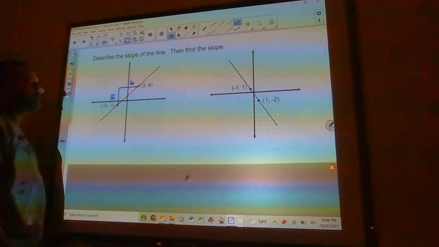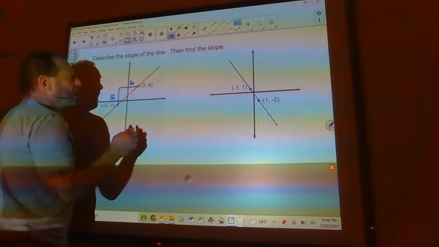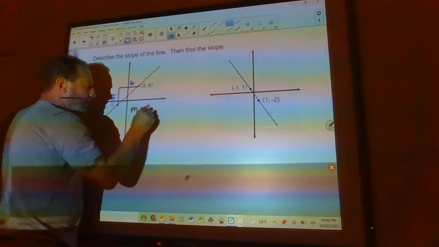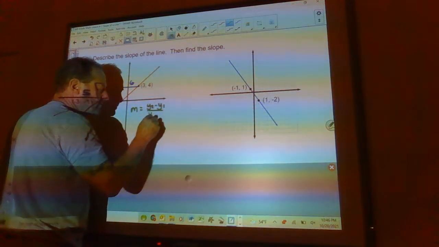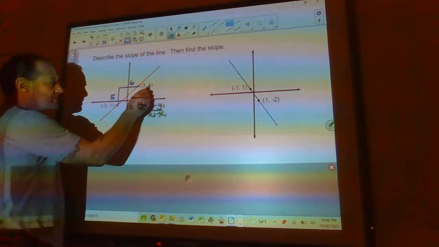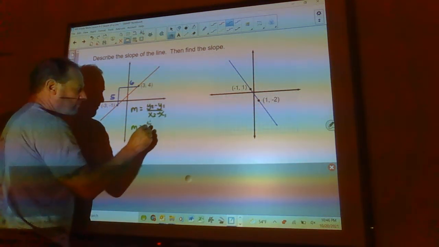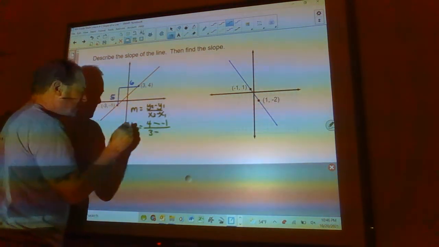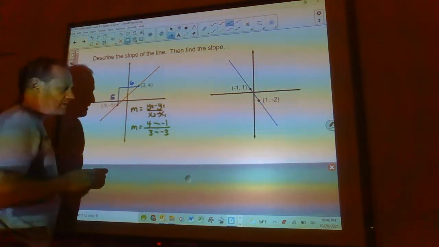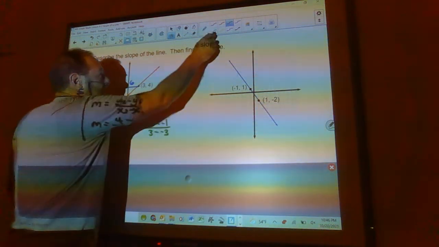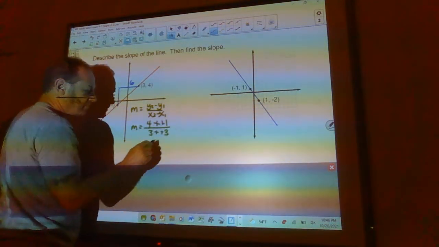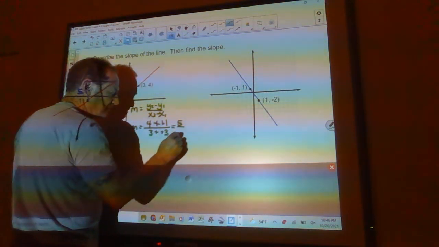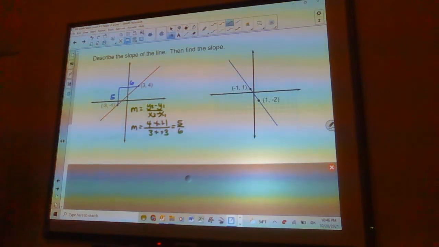Now if I wanted to calculate the slope, I would take the difference in the y's. Remember, the formula is y2 minus y1 over x2 minus x1. So I'm going to take this y coordinate, 4 minus negative 1 all over 3 minus negative 3. Now remember, when I've got two negatives together like this, those cancel out and I get plus on both of these. So this ends up being 4 plus 1 is 5, and 3 plus 3 is 6. And so I get the slope is 5/6.